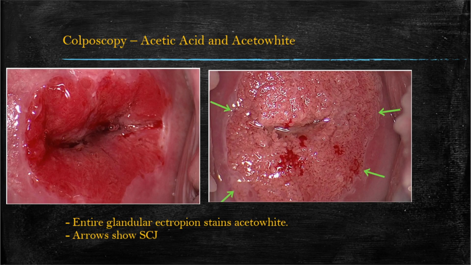All right, so let's look at some acetowhite changes. The entire glandular ectropion here stains acetowhite. So again, we've got external os right here. All of this area here is ectropion. So this is all glandular columnar epithelium. And the green arrows show our squamocolumnar junction right along here.